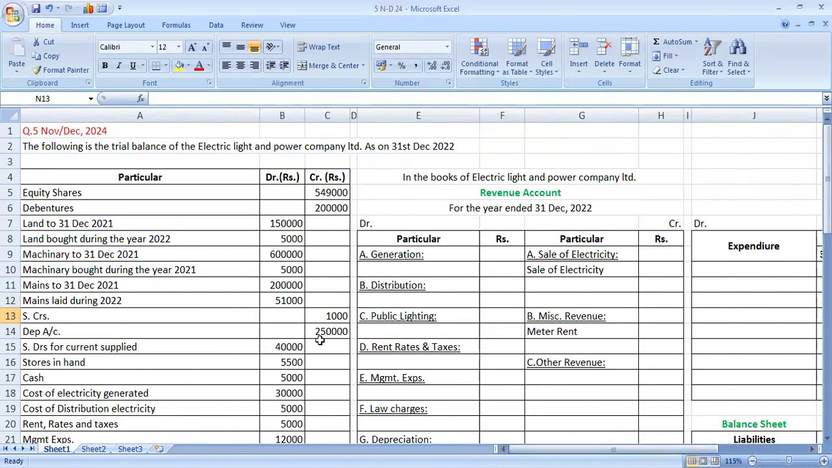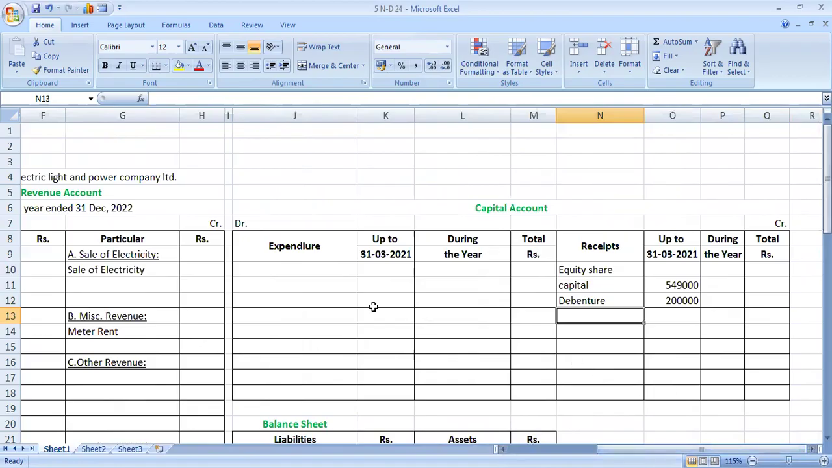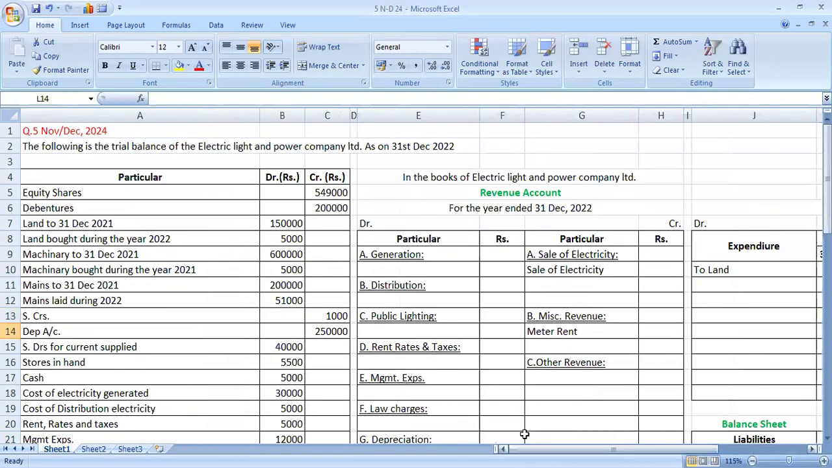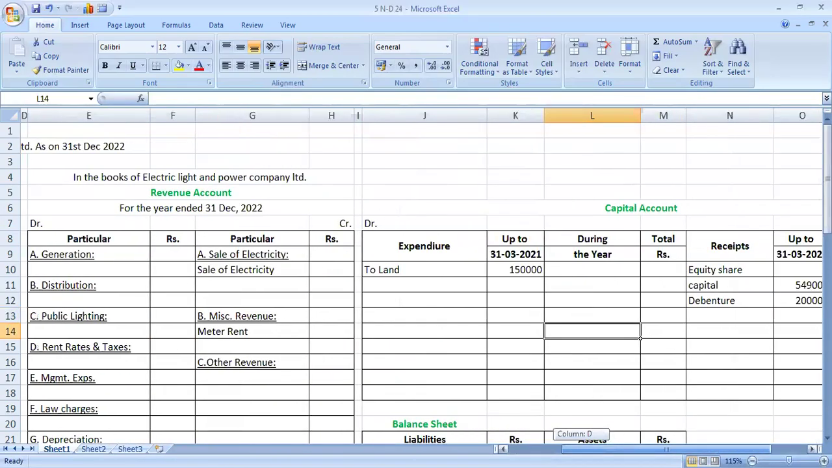Next item, land to 31st December 2021, about 1 lakh 50,000. This goes to the capital account expenditure side. It means this is the capital expenditure to land. Amount rupees 1 lakh 50,000 up to 31st December 2021.